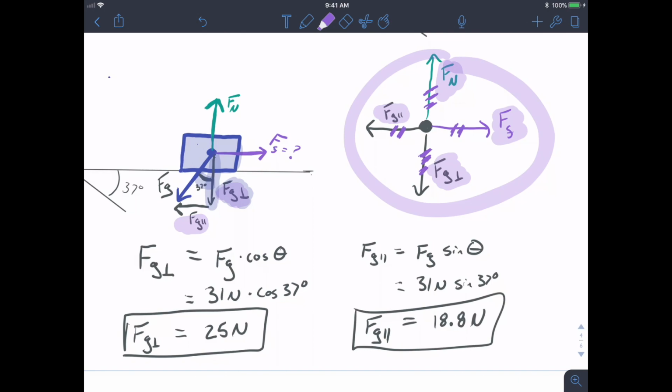In this one, they all ended up being balanced because it was dealing with a block that was at rest. And if the block is at rest, that means that the block is in equilibrium, or the net force is equal to 0. Now, it's not always that way.